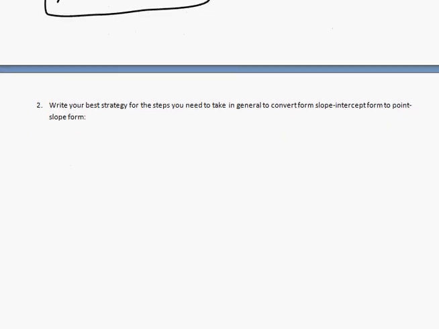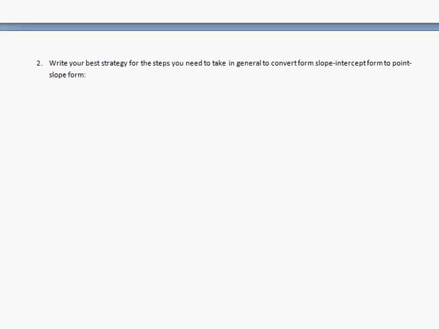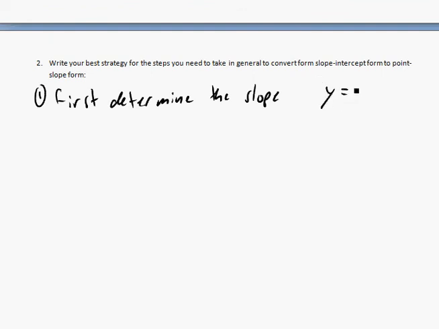So to conclude, number 2 says, write your best strategy for the steps you need to take in general to convert from slope-intercept form to point-slope form. So, first, determine the slope. If you're given an equation in slope-intercept form, the equation will look like y equals mx plus b. So, determining the slope is as easy as finding the coefficient of x.